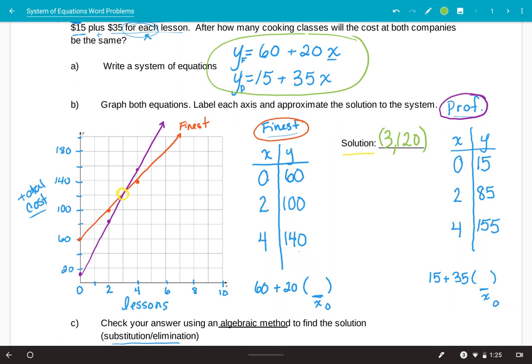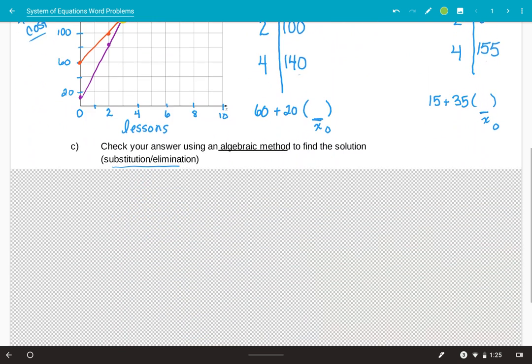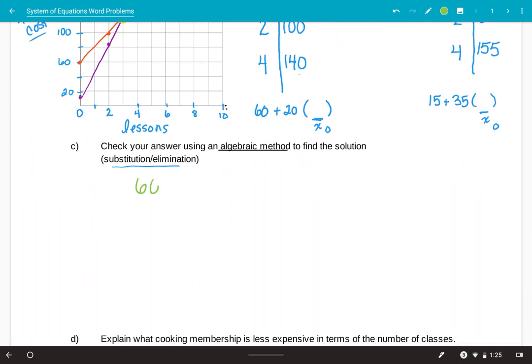Now, because they're both y equals, I'm going to use the substitution. So I'm going to circle one of them, and I'm going to plug what it equals into the other equation. So what I'm going to do is go 60 plus 20x equals the 15 plus 35x. And then I want to solve it. So remember our steps. We want to get x by itself. And I always like to move the smaller one because I'd rather not deal with negatives. So I'm going to move the 20x. It's smaller, it's positive, so I'm going to subtract.